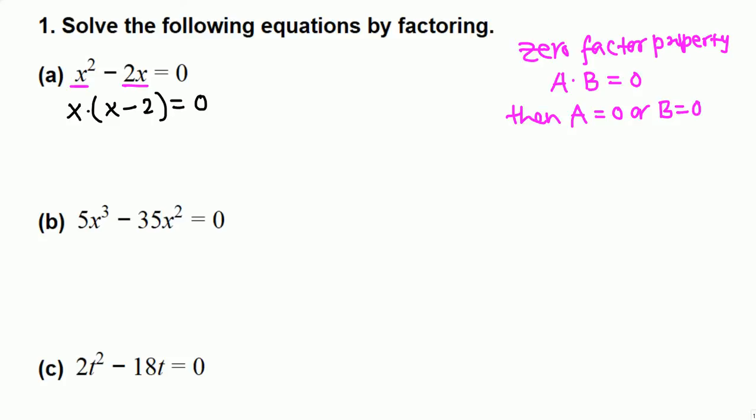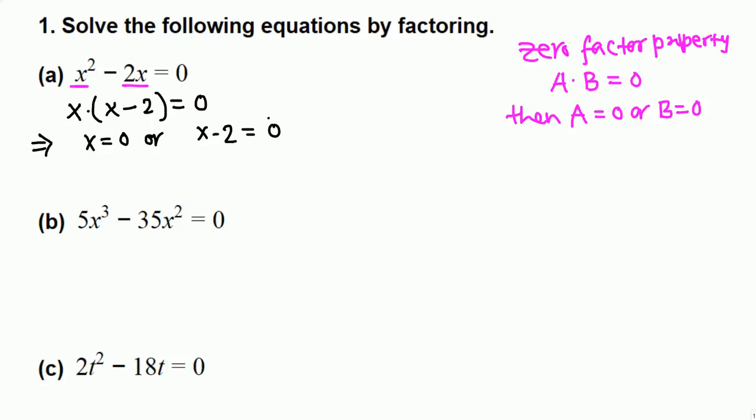Okay, so we have the same situation. A is like x, b is like x minus 2. Their product is 0, so that implies either x equals 0 or x minus 2 equals 0. We don't need parentheses. X minus 2 equals 0. Next we want to isolate x. X equals 0, x is already isolated.